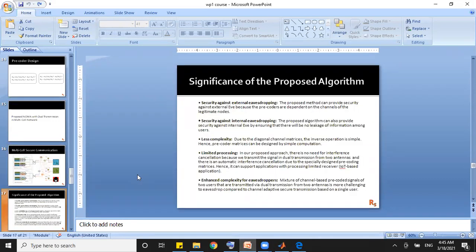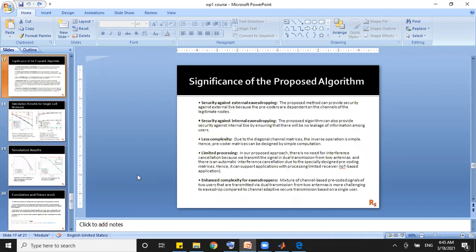So, the significance of the proposed algorithm. I will talk about the significance of the proposed algorithm. It can provide security against external eavesdropping. It can provide security against internal eavesdropping. It has low complexity with limited processing. It has enhanced complexity for eavesdroppers.